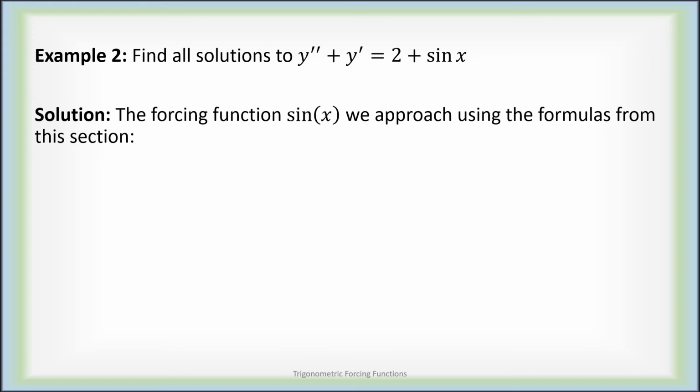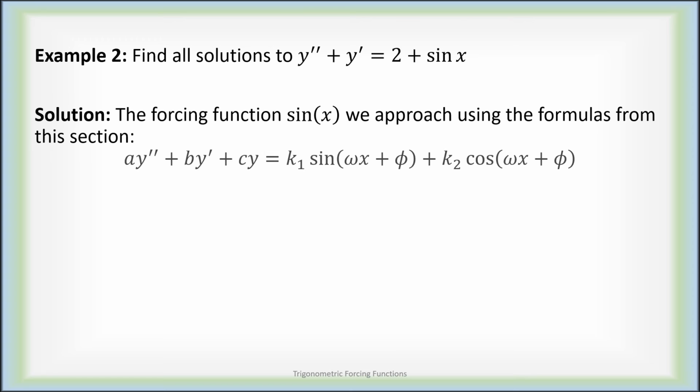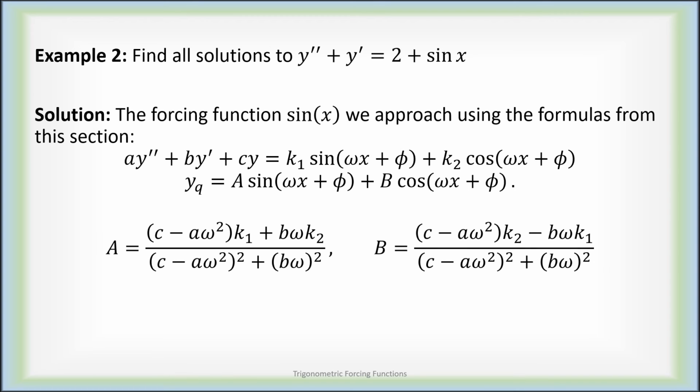Now the second term, sine x, we can create using the formulas we derived earlier. When ay double prime plus by prime plus cy is some multiple of a sine and some multiple of a cosine with the same period and phase shift, we set our particular solution to be capital A times a sine and capital B times a cosine of the same period and phase shift, where capital A and capital B are quite explicitly computed as such.